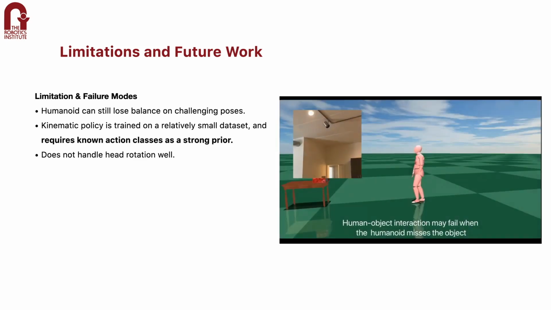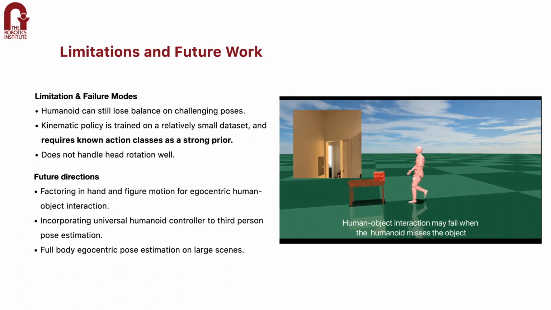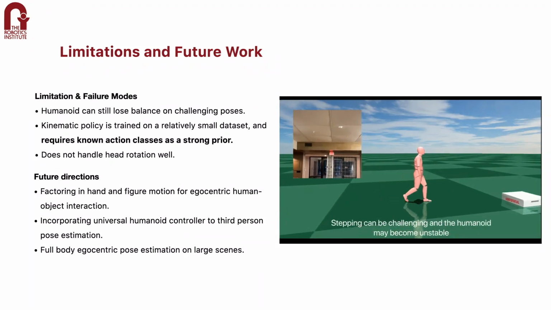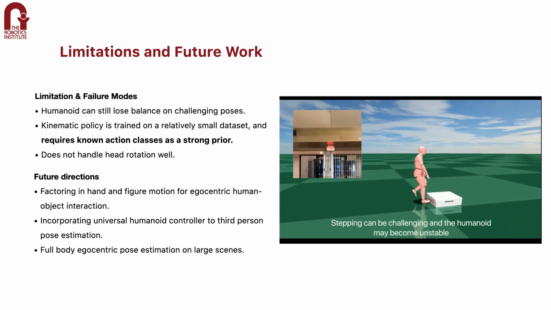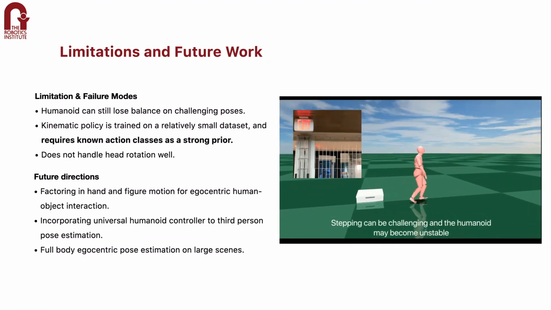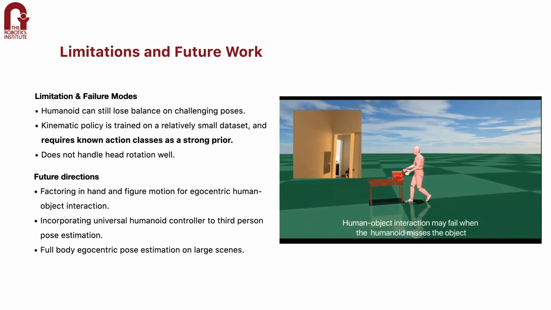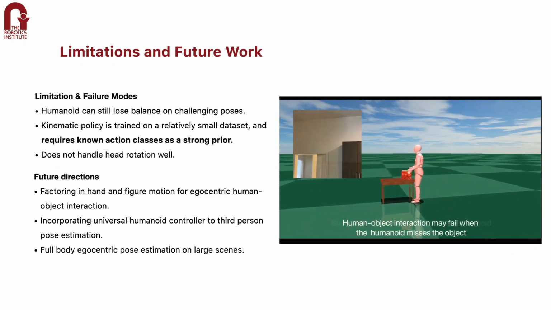Future directions include modeling fingers and hand motion for fine-grained manipulation and human-object interaction modeling from an egocentric point of view. And we also believe that the developed pipeline framework can be used for third-person pose estimation, as well as estimating human and scene interactions.